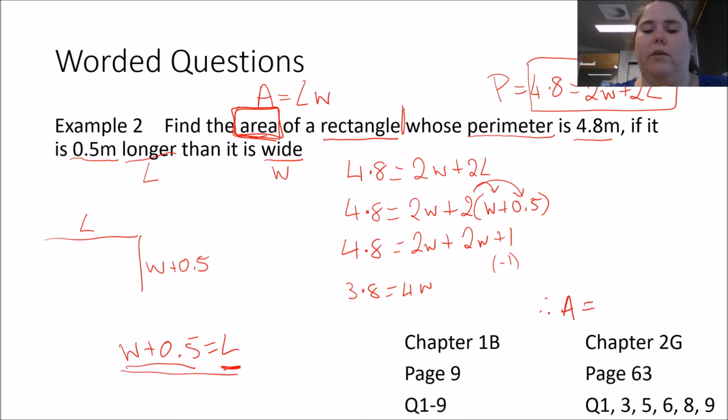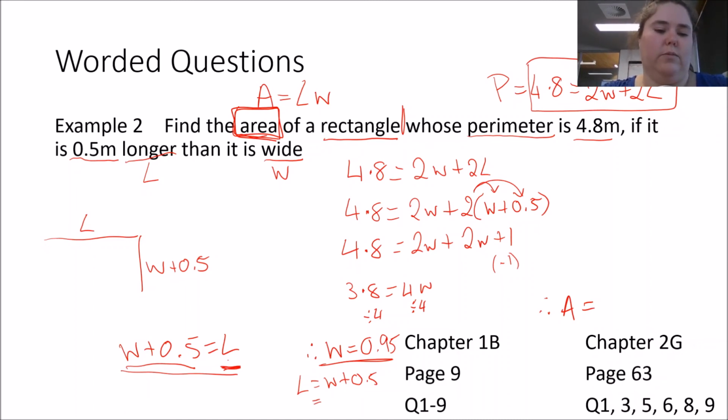So I want to know what my width equals. I'm going to divide both sides by 4. Therefore, width equals 3.8 divided by 4, 0.95. So I know my width now. I can find my length because length equals my width plus 0.5. So 0.95 plus 0.5 is 1.45.